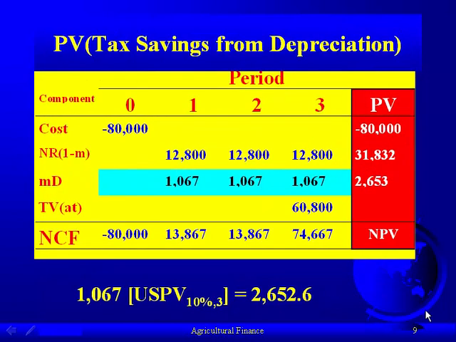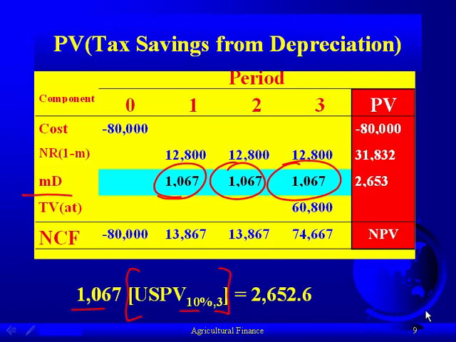The third component is the tax savings from depreciation. Again, I've highlighted it on the screen in blue. Notice, because we're using straight line depreciation, that it's a uniform tax savings for each of the 3 years. So again, we can use the uniform series present value factor at 10% for 3 years, multiply the factor by the 1,067. Now, if you're using your calculators to do this, you only have to change one number. Just put 1,067 in your payment. You already have the N and the I in your calculator, so you just have to compute the present value.